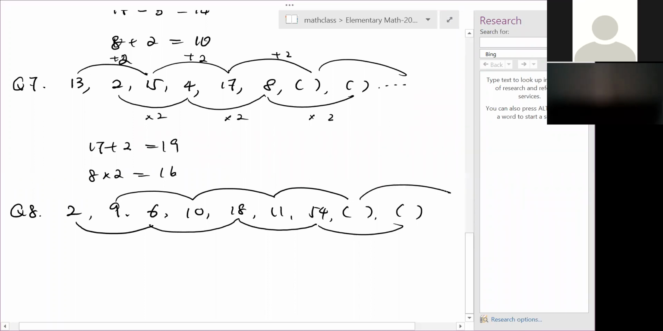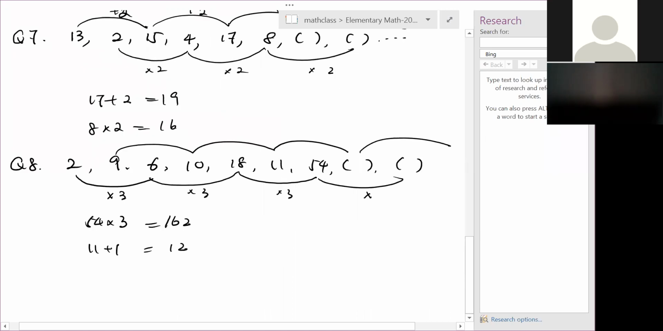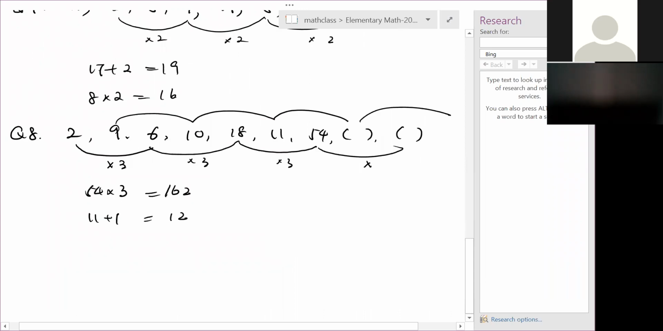Okay. So here we multiply by 3, multiply by 3, multiply by 3. The last one is 54 times 3, right? So 162. Then the other one is 11 plus 1, right? It's going to be 12. Good.